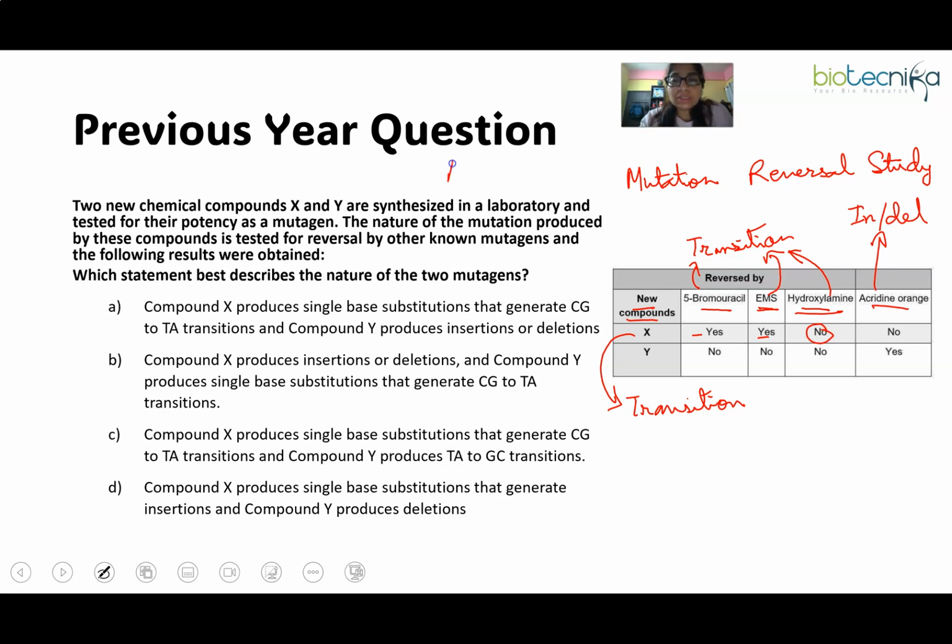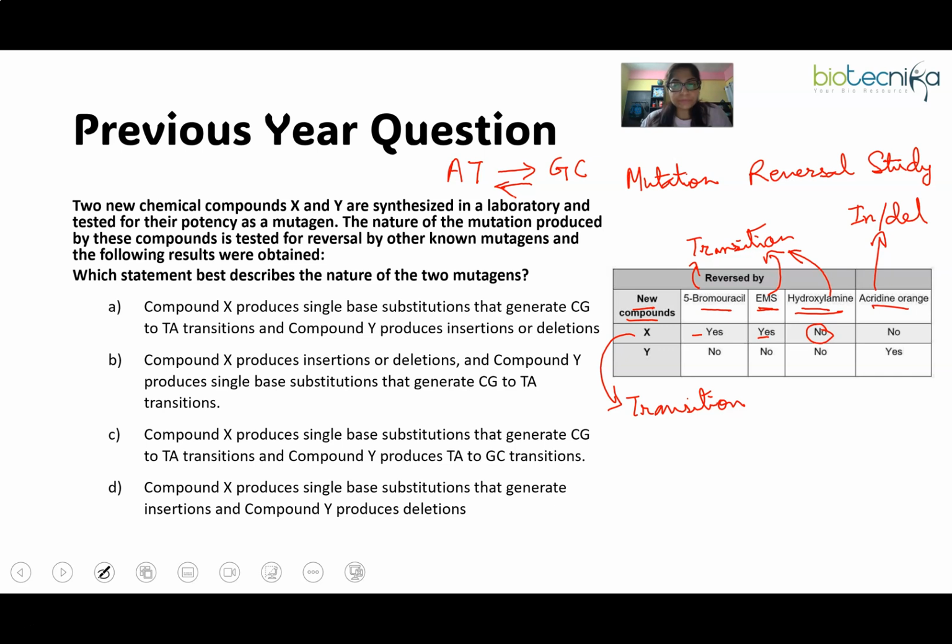Both side transition means, see, AT to GC is a transition, right, where a purine is replacing a purine and a pyrimidine is replacing a pyrimidine. Similarly, CG to TA will be the reverse transition. So 5-bromouracil and EMS are able to do transition in both directions, but hydroxylamine can only do it in one direction. Because the reversal needed a different direction compared to the one in which hydroxylamine can act, the reversal is not caused by hydroxylamine.